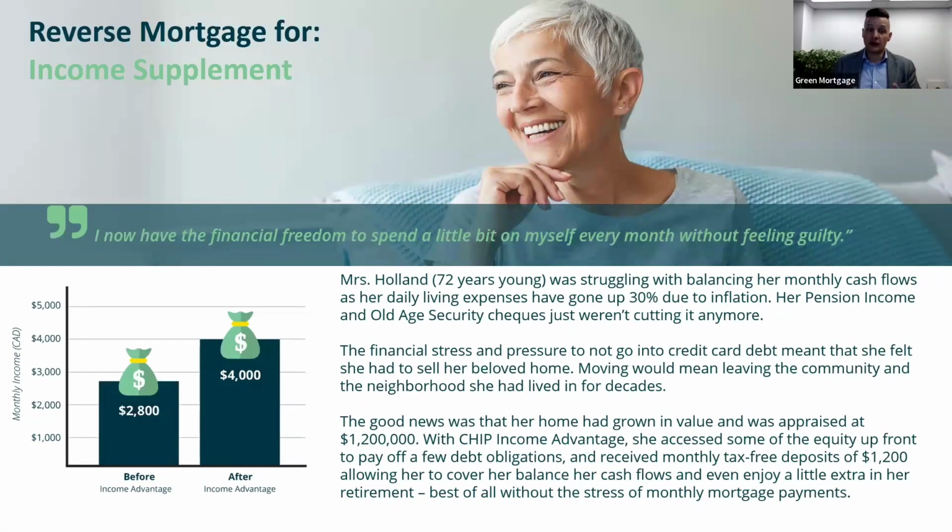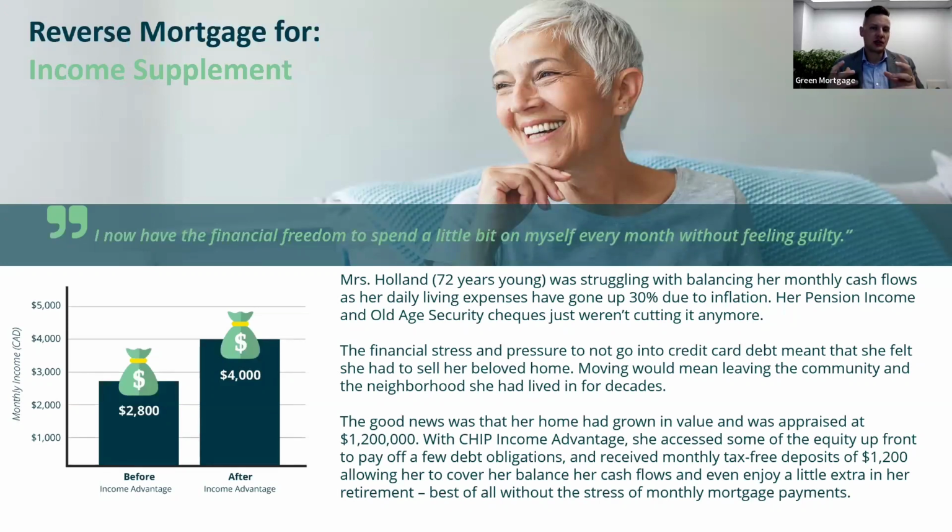Another example here on the income supplement side. Miss Holland is 72 years old and was struggling with balancing her monthly cash flows every month because of inflation, and her expenses had gone up quite a bit, and her pension and old age security just weren't cutting it anymore. Instead of getting really stressed out and putting this on credit card debt, she thought that she had to sell the home, but moving would mean leaving the community and the neighborhood that she'd been living in for decades.